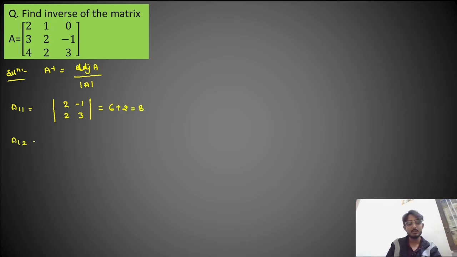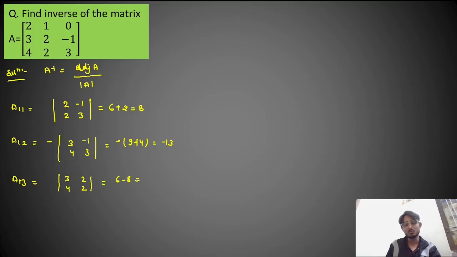Now A12 means eliminate the first row and second column. Also the sign will be changed, 1 plus 2 equal to 3, so minus 1 to the power. When you eliminate the first row and second column, you will get 3, 4, minus 1 and 3. 3 3s are 9, 4 ones are 4, 9 minus minus 4, minus 4 means plus 4. 9 plus 4, 13, so minus 13. A13 means eliminating the first row and third column. When you eliminate the first row and third column, you will get 3, 4, 2, 2. 3 2s are 6 and 4 2s are 8. 6 minus 8 equal to minus 2.